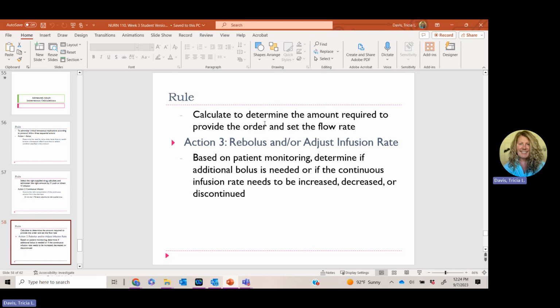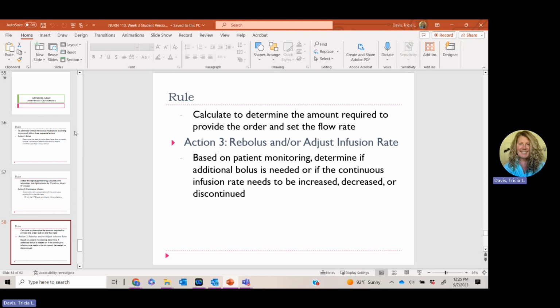Sometimes we need to rebolus or adjust an infusion rate. So this is always going to be based on us monitoring the patient of some sort and being in contact with the doctor. So we're going to determine, does the patient now need an additional bolus, or if the continuous rate needs to be increased, decreased, or discontinued.